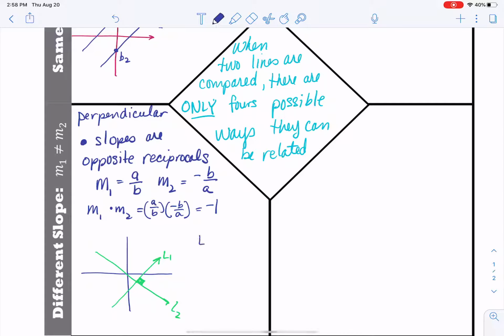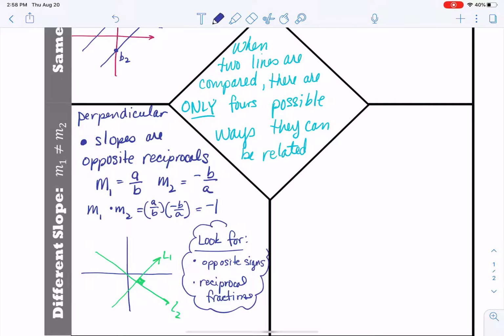You look for, in trying to determine, opposite signs and reciprocal fractions. So that's what you're looking for as you try to determine if something is perpendicular.